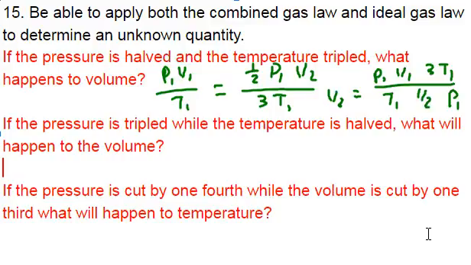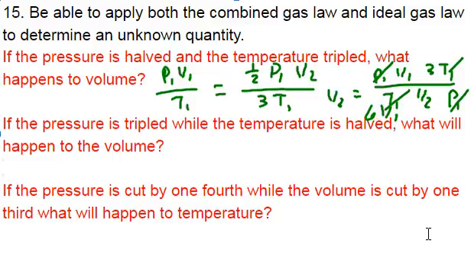So when I look at this, I'm going to have P1s cancel out, T1s cancel out, and I'm left with 6 times V1 as being my new value for V2. So my volume increases by a factor of 6.